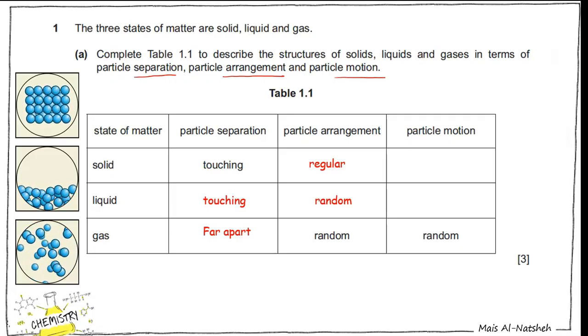Particle motion. In the solid state, particles only vibrate in their position. In the liquid state, they move randomly past each other. In the gaseous state, also they move randomly in all directions. Next part.